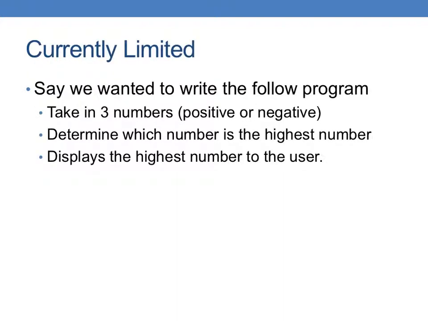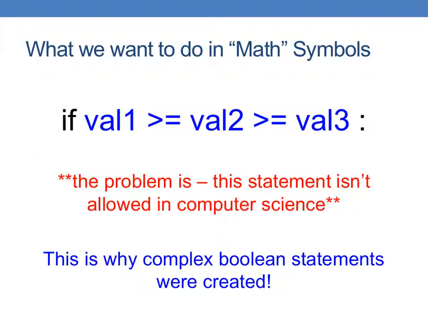So right now, even though we've learned about if, else if, and else, we're still pretty limited. So say, for example, that we wanted to write a program that takes in 3 numbers, positive or negative, and determines which number is the highest. Right now, we don't have the capabilities of doing that given our current situation, as we can only make a comparison between 2 items at a time, and it's either going to be this one's bigger or this one's bigger, and there's no way to compare it to a third. So this is where complex Boolean statements really come in. They allow us to do more with our true and false statements.